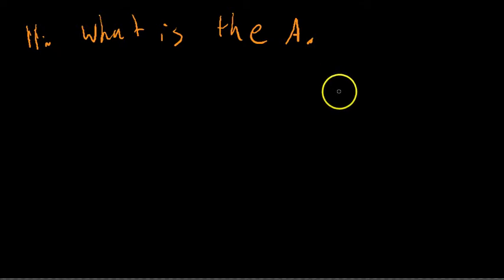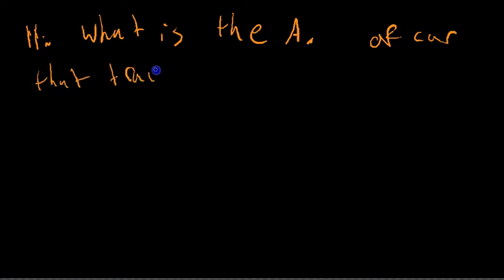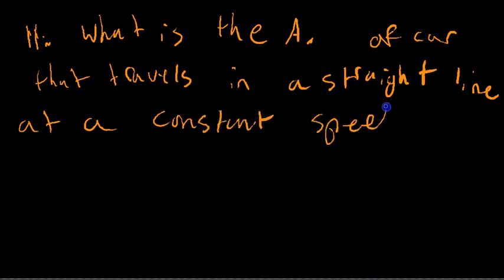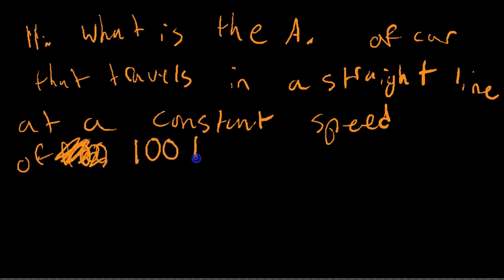What is the acceleration of a car that travels in a straight line at a constant speed of 100 kilometers per hour?